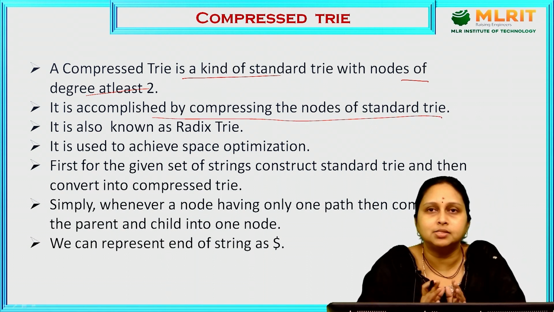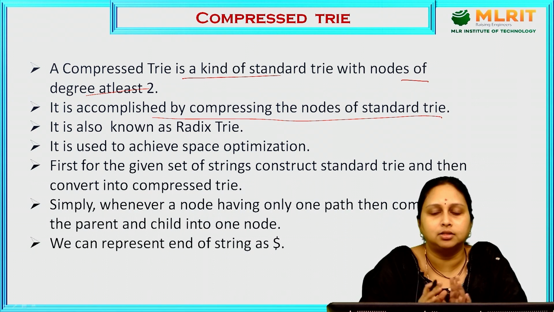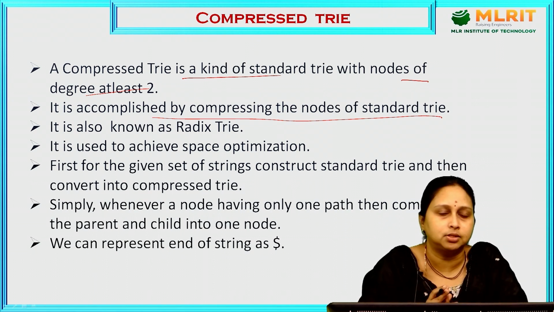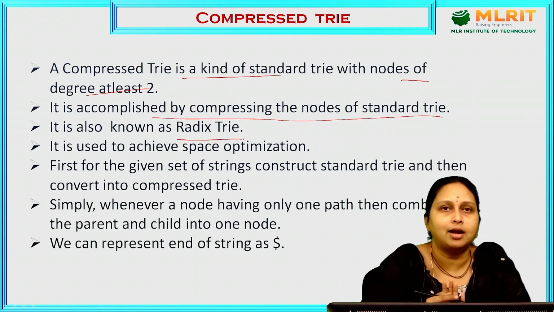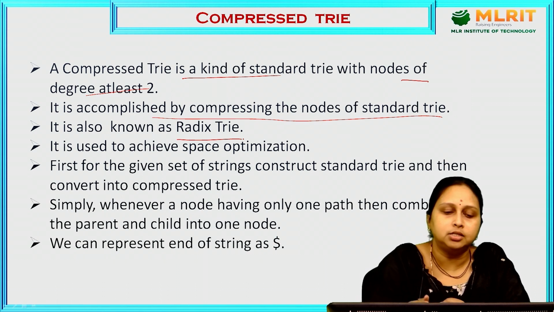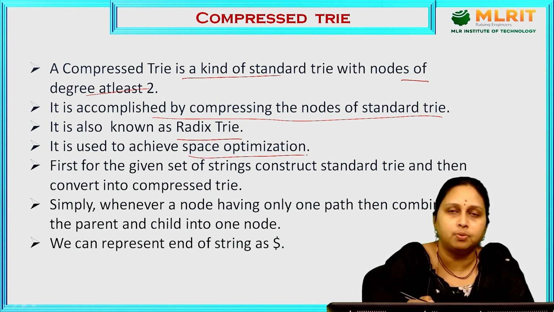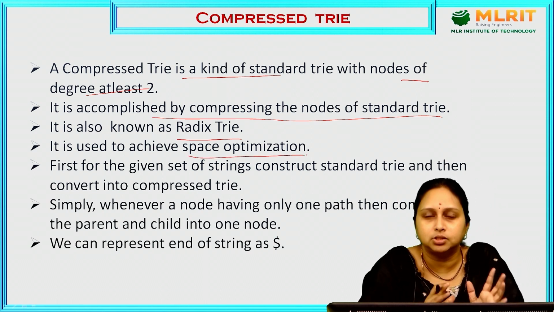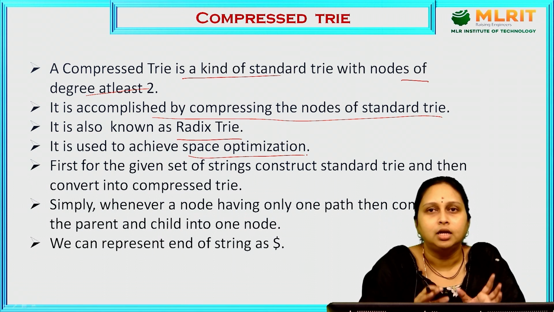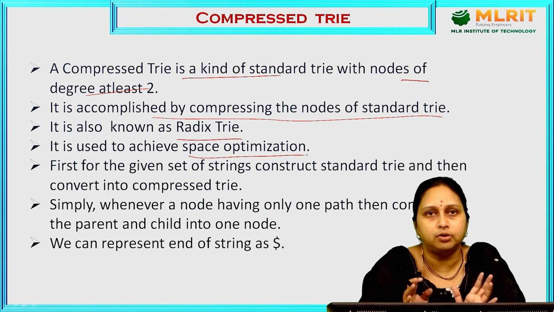We can compress the nodes and represent the standard trie that we have constructed. It is also known as the radix trie. The other name for the compressed trie is radix trie, and it is used to achieve space optimization. I told you, in the standard trie the space complexity is more, and by using this compressed trie we are going to reduce it.